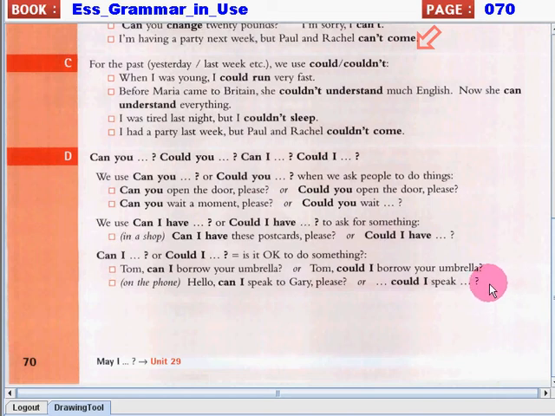For example, Tom, can I borrow your umbrella? Or, Tom, could I borrow your umbrella? Very good, students. Another one. For example, when you're talking on the phone. Hello, can I speak to Gary, please? Or, could I speak to Gary, please? Okay, so in that case or sense, you are asking for permission. You're asking if it's okay to do something. Okay, students? So I think that's very easy to understand.